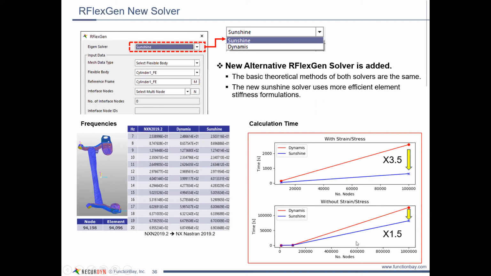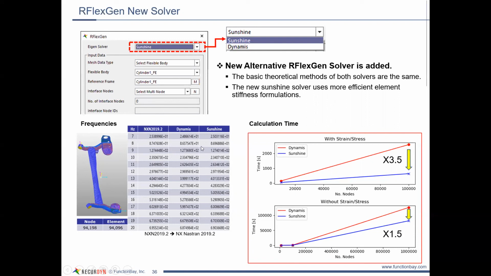The chart below is showing the creation of the eigenvalues and eigenvectors without the stress strain information. In that case, we're going up to 1 million nodes. You can see that at the very small models, maybe you won't notice much of a difference, but it doesn't matter because it's fast. But as you get to the bigger models, it should be 1.5 times faster to use the new Sunshine solver.